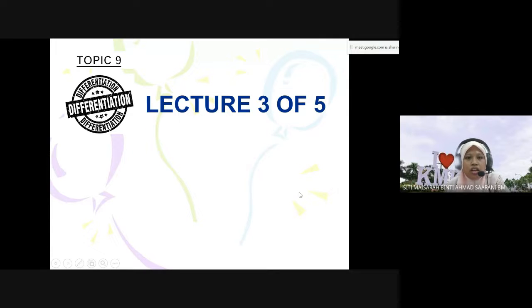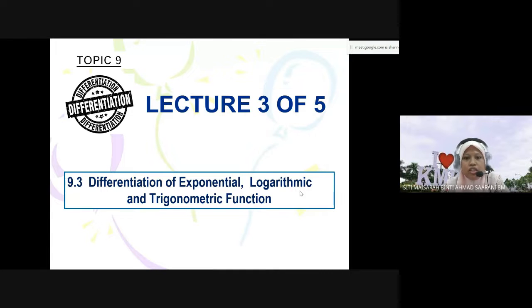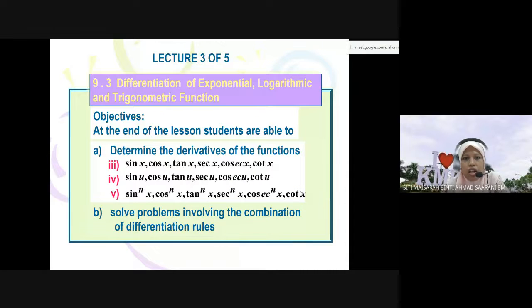Alright, for today's class, you will learn lecture 3 of 5 for topic 9, differentiation, involving 9.3, differentiation of exponential, logarithm, and trigonometric function. Objective of this lecture, determine the derivative of the function. We have three objectives. For A, the first one, derivative of sin x, cos x, tan x, secant x, cosecant x, cot x. And then sin u, cos u, tan u, secant u, cosecant u, cotangent u.